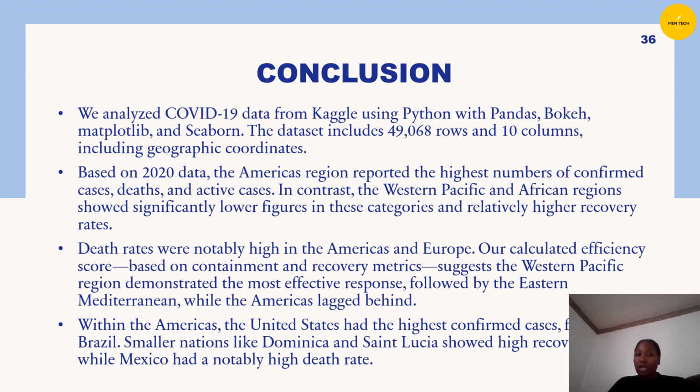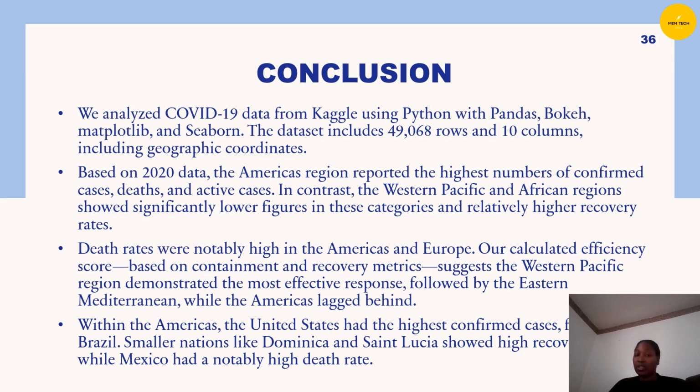As a conclusion, we analyzed COVID-19 data from Kaggle using Python with pandas, Matplotlib, and Seaborn libraries. The dataset includes 49,068 rows and 10 columns, including geographic coordinates. Based on 2020 data, the America region reported the highest number of confirmed cases, deaths, and active cases. In contrast, the Western Pacific and Africa regions showed significantly lower figures in these categories and relatively high recovery rates. Death rates were notably high in America and Europe.